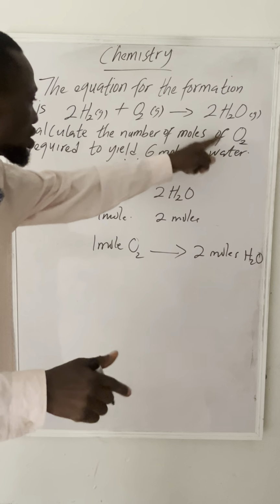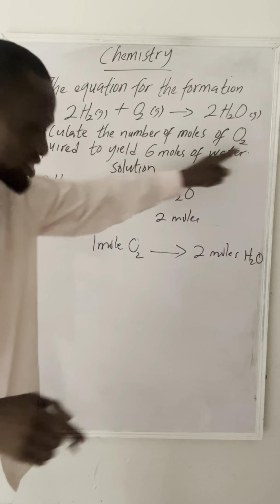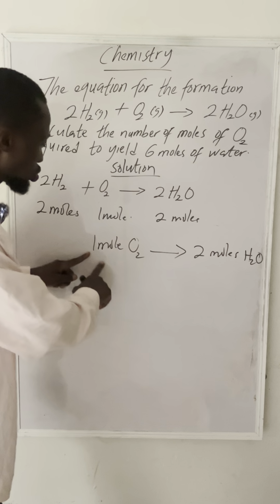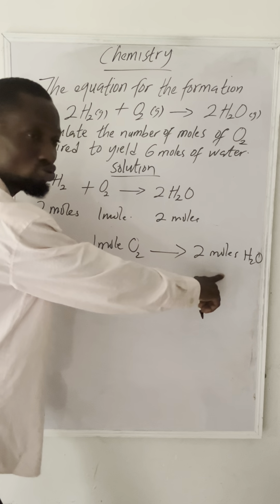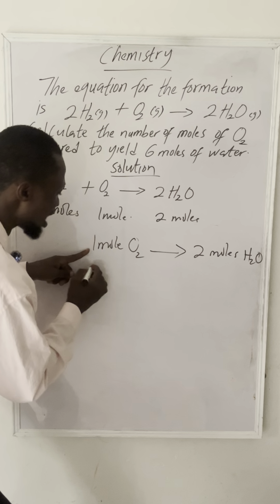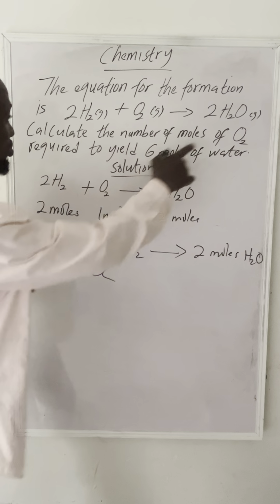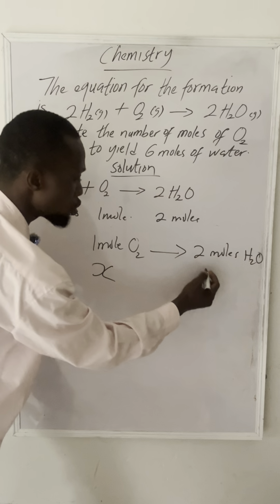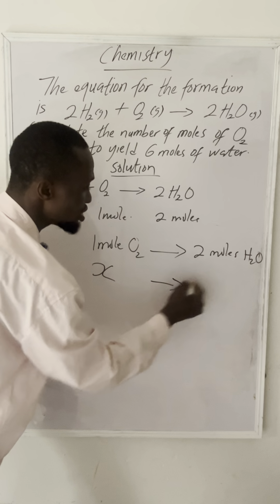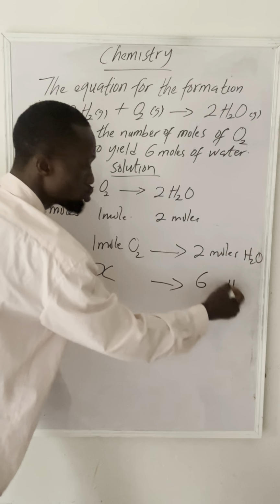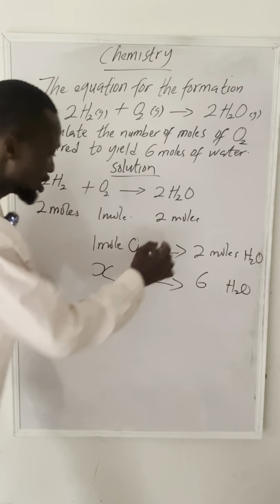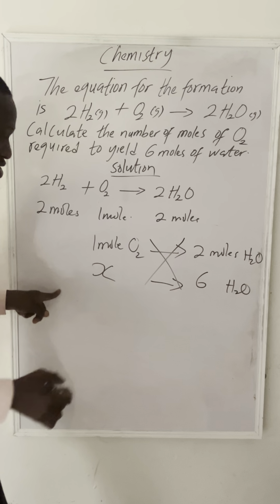So now calculate the number of moles of oxygen. Now we know that from the balanced equation, 1 mole of oxygen will give 2. The question asks how many moles of oxygen are required to yield 6 moles of what? H2O. Do you understand? So we can use our cross like this.